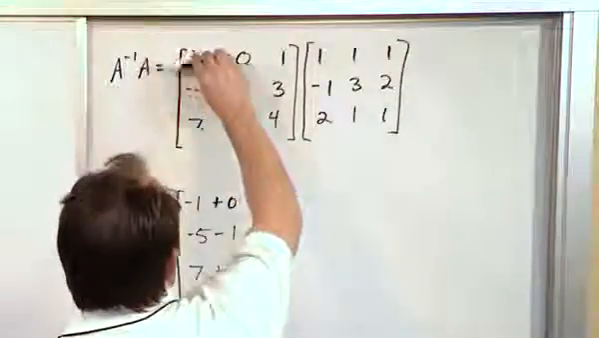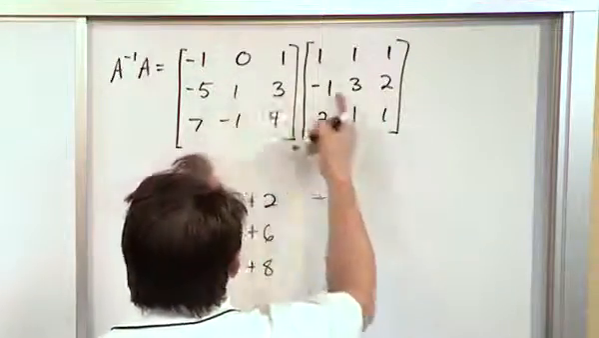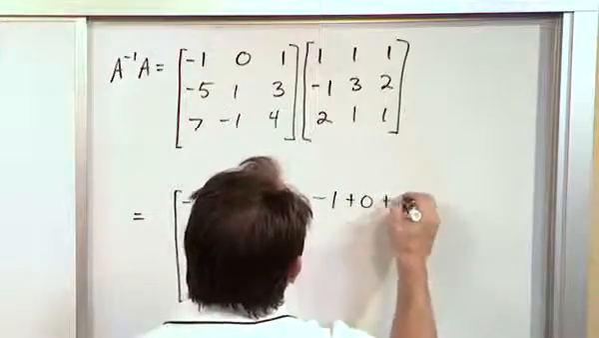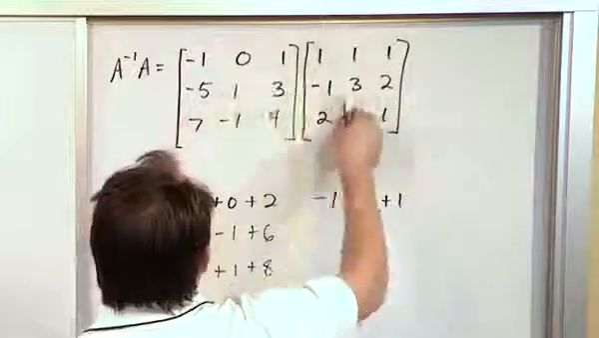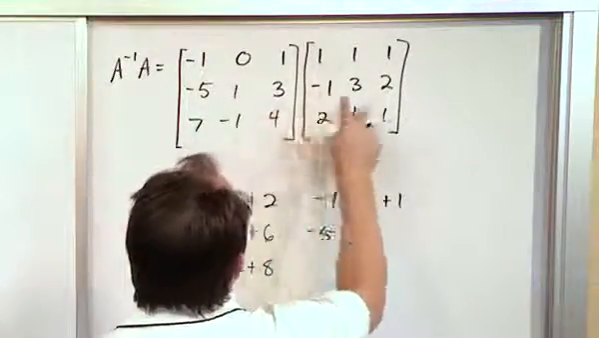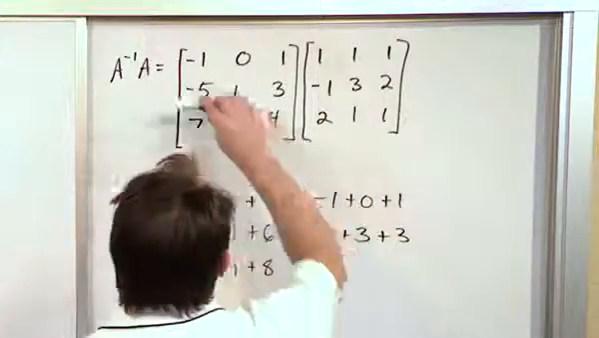Now let's go to the next column. This times this, so -1 times 1 is -1. 0 times 3 is 0. 1 times 1 is 1. And then we'll go down like this. We'll say -5 times this is -5. 1 times 3 is 3. 3 times 1 is 3. So we're going over and down.